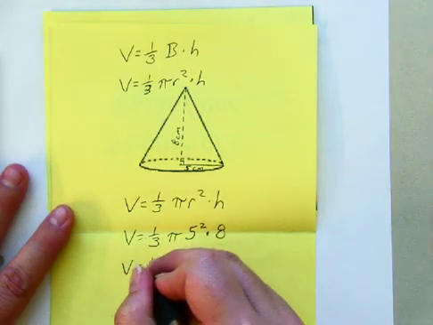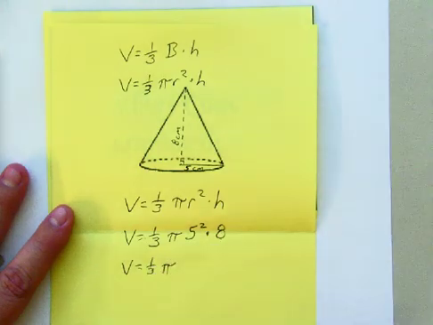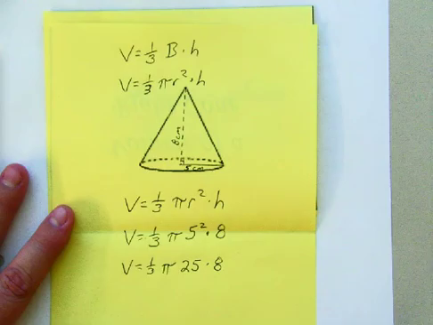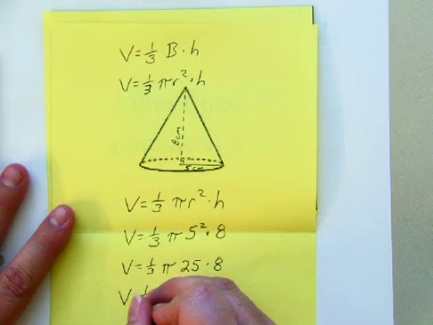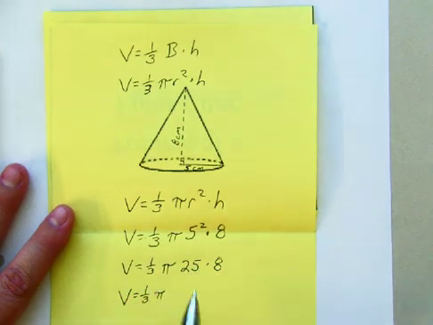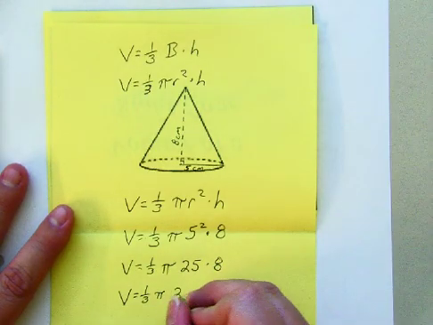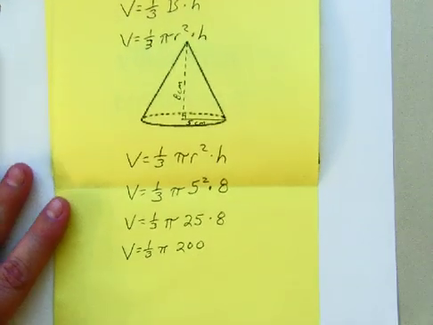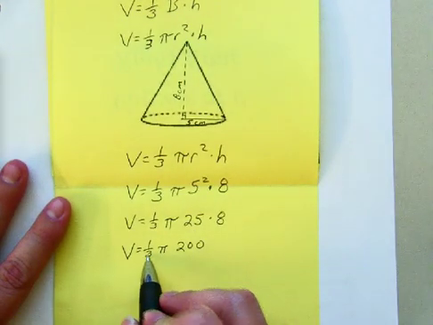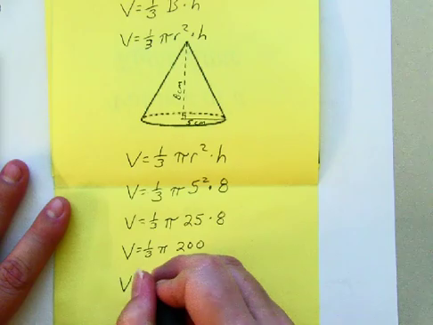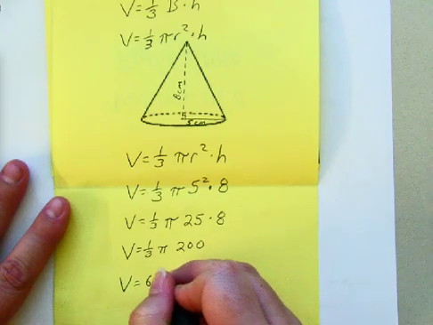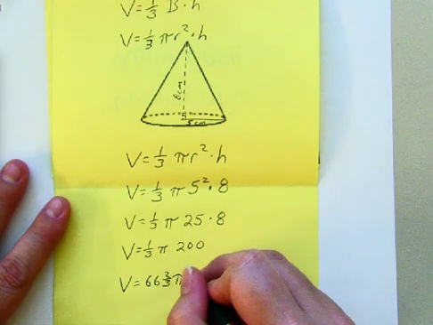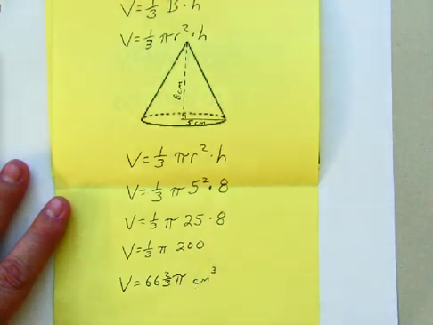V equals 1/3, exponents first. So 5 squared is 25 times 8. Then we can take 25 times 8, which is 200. And we're going to keep simplifying here. 200 times our 1/3, V equals, this becomes 66 2/3 pi. That would be our exact answer. So our label would be centimeters cubed.